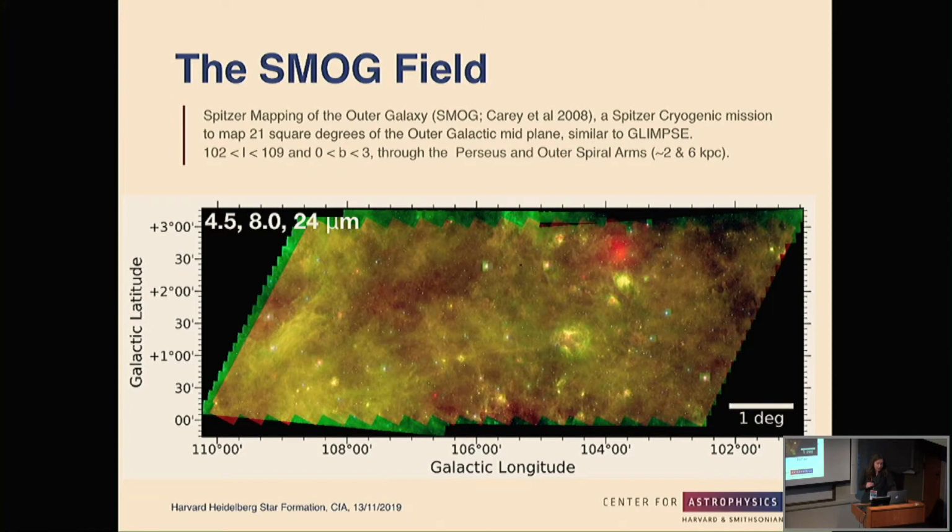So the SMOG field is the Spitzer Mapping of the outer Galaxy. This was carried out in 2008. This was the cryogenic mission for Spitzer. So we have 4-band IRAC and MIPS 24 micron for this whole field. It's a 21 square degree field, 7x3 from about 102 to 110 in the outer galaxy. It crosses the Perseus and outer spiral arms, and they're at about roughly 2 to 6 kiloparsecs, so we're looking through those. So most of the star formation that we're seeing in this field is associated with one or either of those spiral arms.